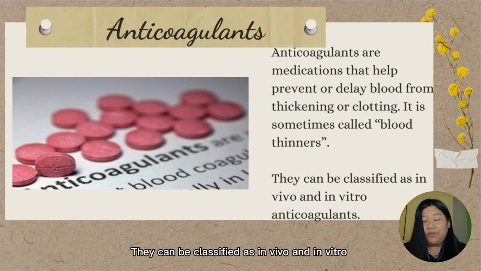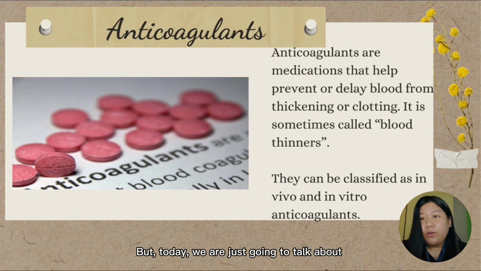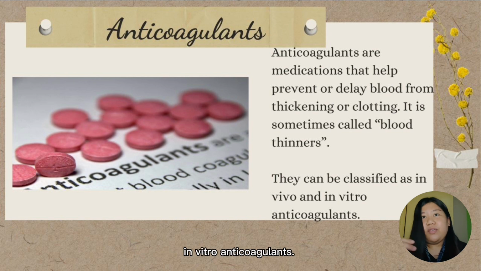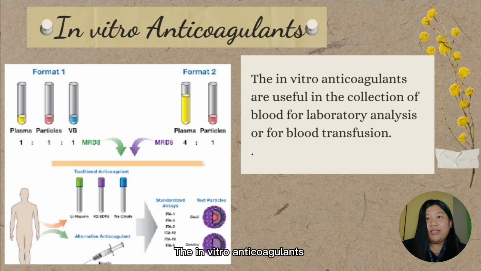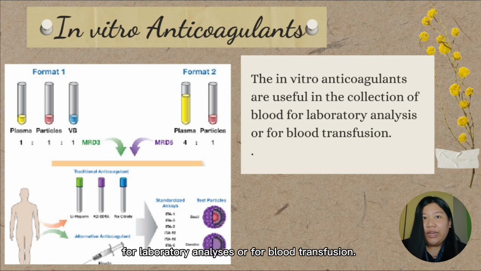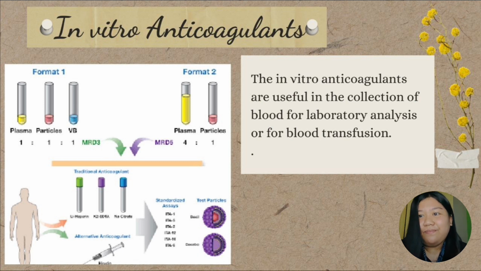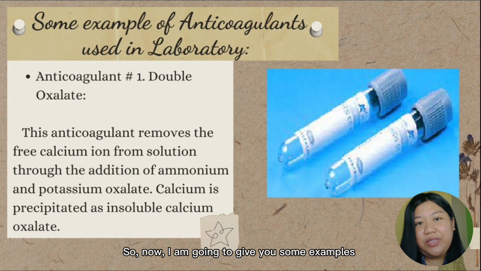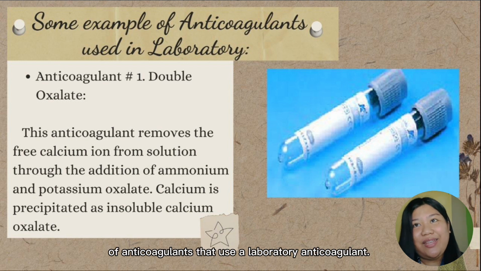They can be classified as in vivo and in vitro anticoagulants. But today we are just going to talk about in vitro anticoagulants. The in vitro anticoagulants are useful in the collection of blood for laboratory analysis or for blood transfusion. So now I am going to give you some examples of anticoagulants used in the laboratory.